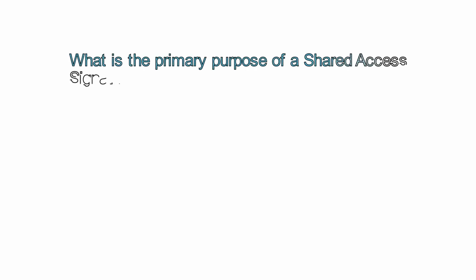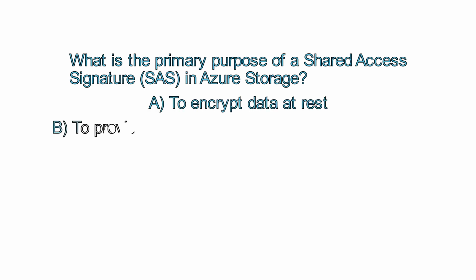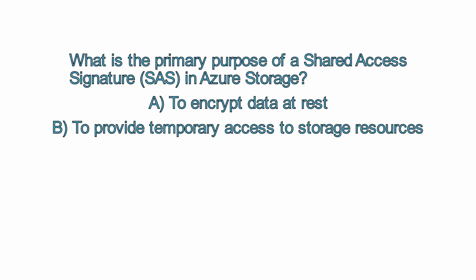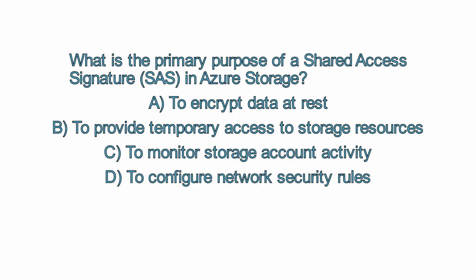What is the primary purpose of a shared access signature, SAS, in Azure storage? A. To encrypt data at rest. B. To provide temporary access to storage resources. C. To monitor storage account activity. D. To configure network security rules.